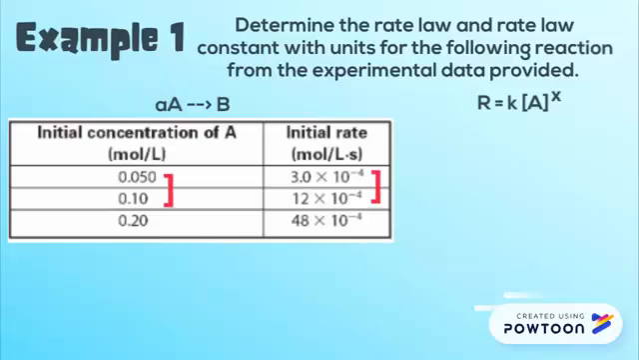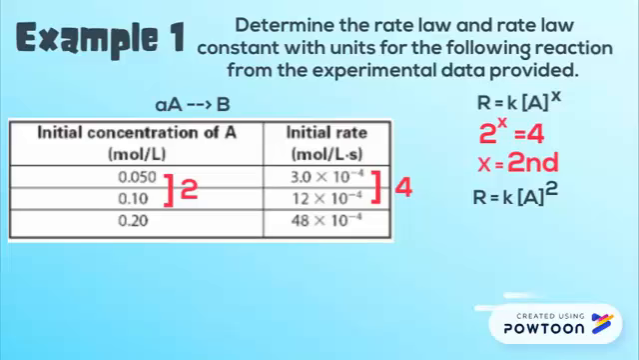Looking at trials 1 and 2, we go from 0.05 to 0.1, which we double, and our rate goes from 3 times 10 to the negative 4th to 12 times 10 to the negative 4th, which quadruples. So our order has to be 2 to what power gives us 4, and that should be second order. 2 to the second is 4. Now that we have the order for our rate law, our third step is to find K. We're going to take the data from one of our trials and plug it in and solve for K.